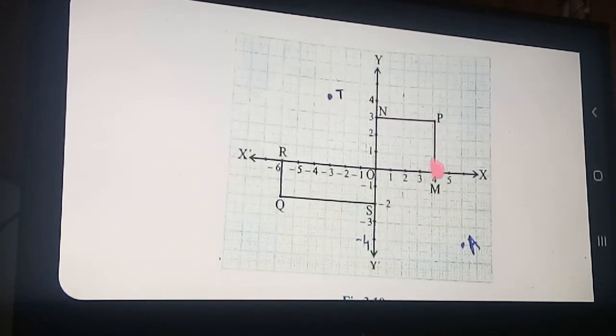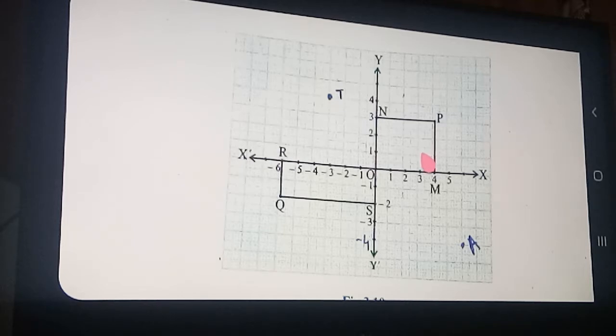So its x coordinate, what is it? 4. Actually, this 4 is the foot of the perpendicular from the point P to the x-axis, or the perpendicular distance from the y-axis to the point along its x direction.